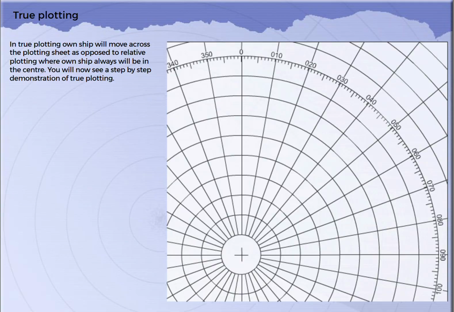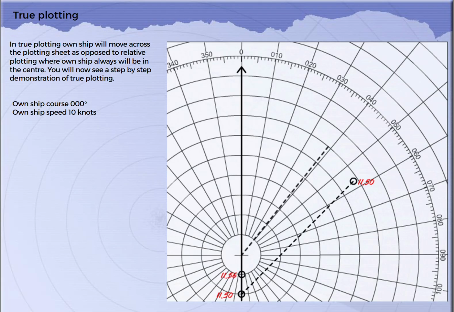In true plotting, own ship will move across the plotting sheet as opposed to relative plotting, where own ship always will be in the center. You will now see a step-by-step demonstration of true plotting. We start by drawing up own ship's course through the center of the plotting sheet. Then we make a plot of own ship, somewhere on that line. This point represents own ship position at 1150.